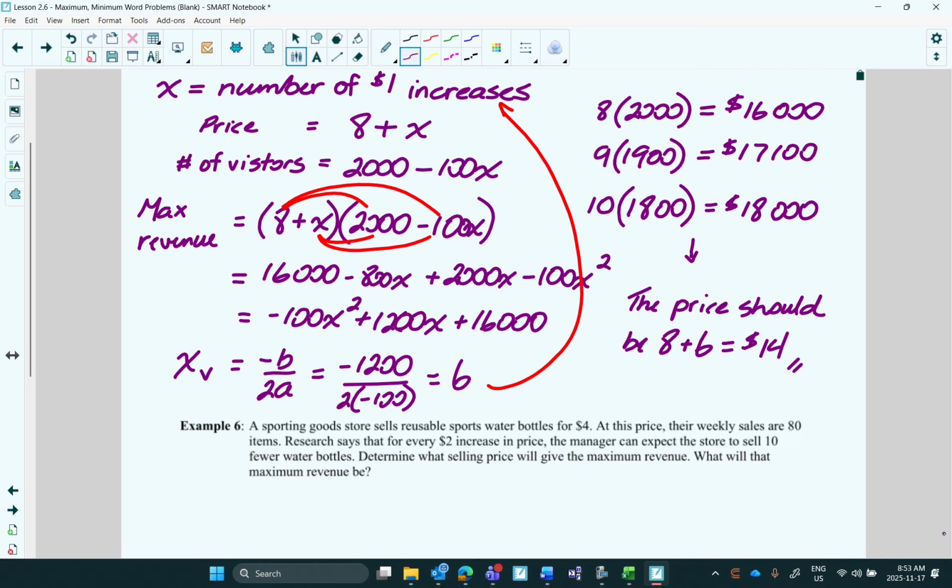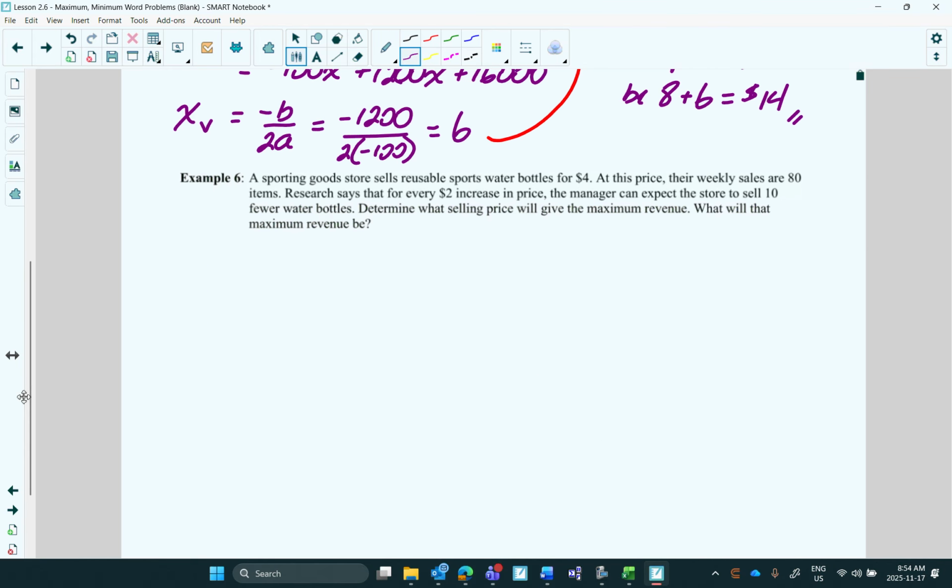Okay. Okay, last one, a similar one to this. A sporting goods store sells reusable sports water bottles for $4. At this price, their weekly sales are 80 items. Research says that for every $2 increase in price, the manager can expect the store to sell 10 fewer water bottles. Determine what selling price will give the maximum revenue or sales, and what will that maximum revenue be?